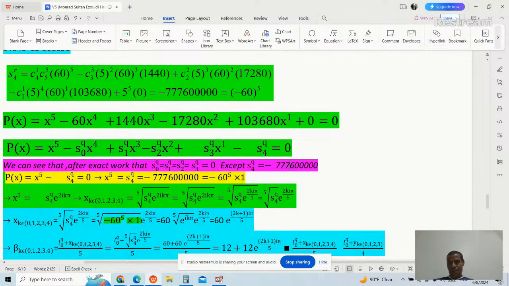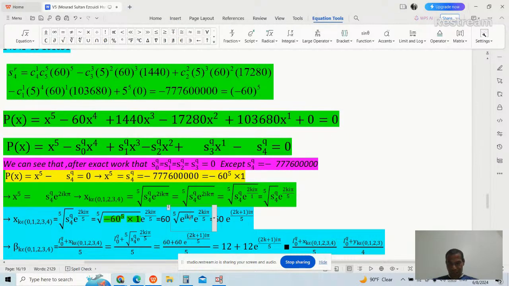Therefore, it will be equal to the fifth root of negative 60 raised to the power 5 times 1 exponential 2k i pi over 5. But you can see minus 1, I can write exponential i pi. Okay, therefore, 60 raised to the power 5, all raised to the power 1 divided by 5 is 60. That's why here 60 is outside.